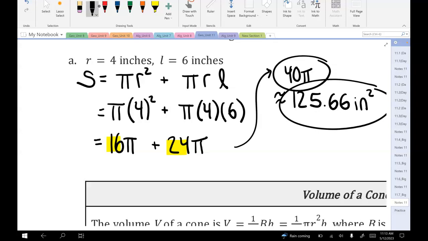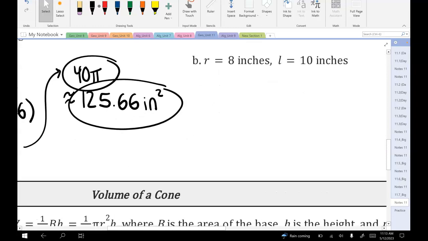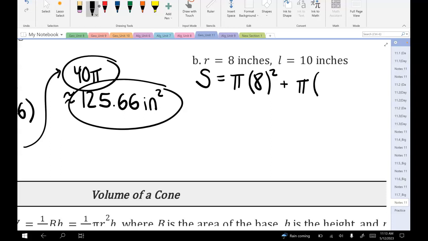Example B, if you want to give it a shot on your own, don't feel like you have to wait up for me. It's the same deal. We're just going to plug in what we know and go from there. Our surface area is equal to pi times our radius squared, so that's 8 squared, plus pi times our radius times our slant height. Again, here it's just a regular L and not the cursive L, but L is for slant height, H is for regular height.